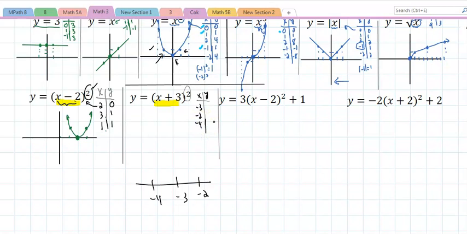That should give you the main characteristics of a parabola, which is where the vertex is. That's called a vertex. If I put a negative 3 right there, that's a 0. If I put a negative 2 in there, negative 2 plus 3 is 1 squared, that's a 1. If I put a negative 4 in there, negative 4 plus 3 is negative 1 squared, that's a 1. So, no need for this.